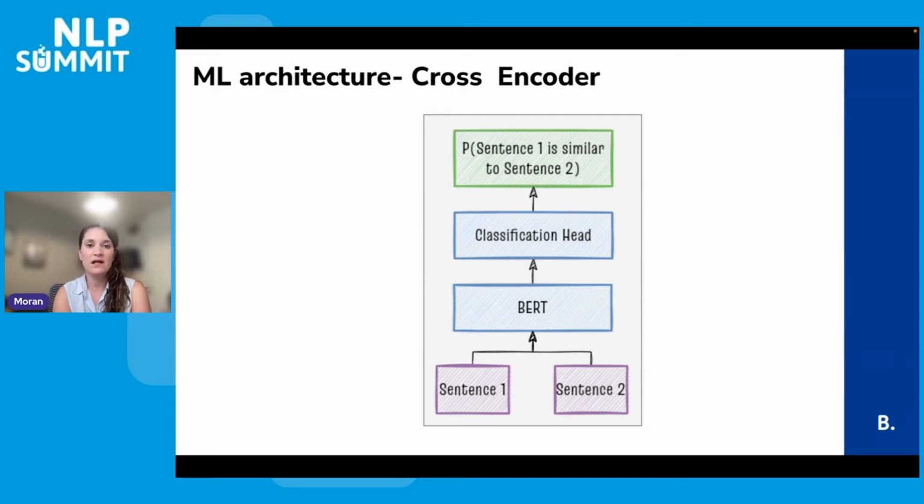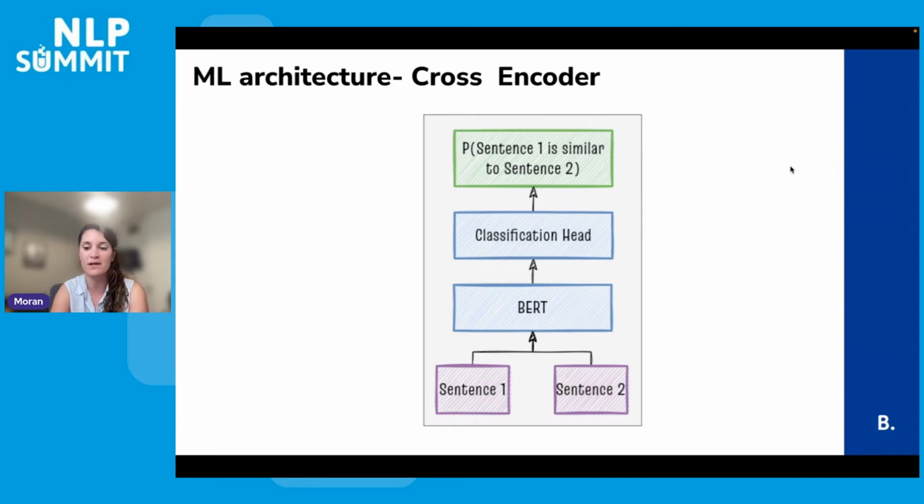So for the main architecture of the model, I will present a few architectures. One of them is the cross-encoder. What is a cross-encoder? Basically, we take sentence 1 and sentence 2 as a shared input, insert it into a BERT layer and get an encoding for these two inputs. Then we insert it into a classification head and predict whether sentence 1 is similar to sentence 2.